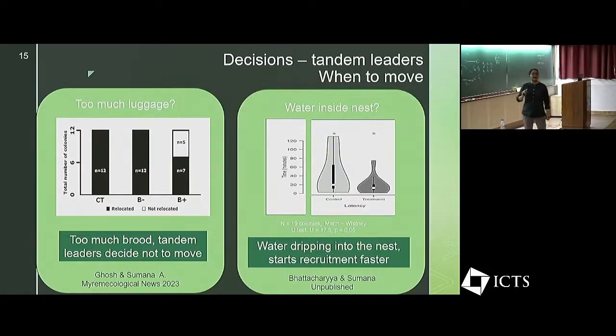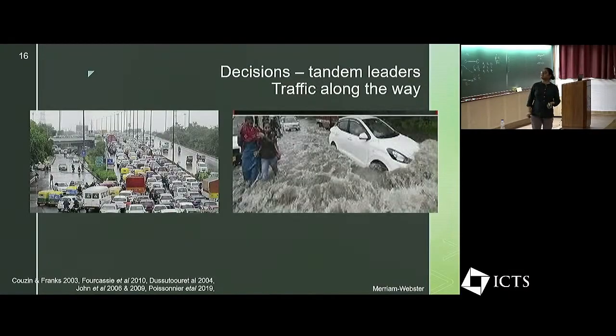Now, on the other hand, if we do the experiment in which we start putting water directly into the nest, then the situation is really bad. All their brood and adults are going to drown. And in such scenarios, ants will move out of there much faster than control colonies where they're not being flooded. All right, so the latency to move is decreased when there's a stress of water inside the nest. So these are ants which are adapting to the environment that they're present. They can sense how much luggage is there and what are the stressors that are present.